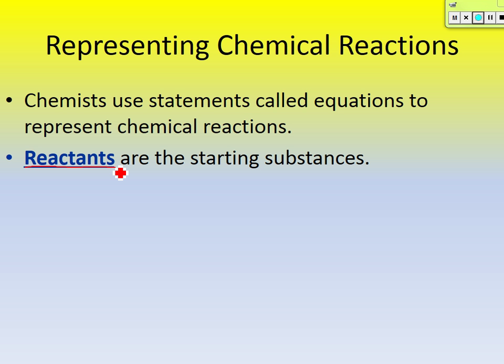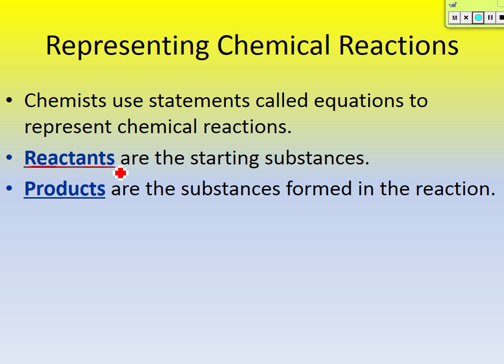Okay, so if you're starting with the reactants, well, you're going to make something. What do we call the substances that we make? They're called the products. The products are the substances that are formed in a reaction. So you produce something. They're called the products. You produce them. It's called the product.